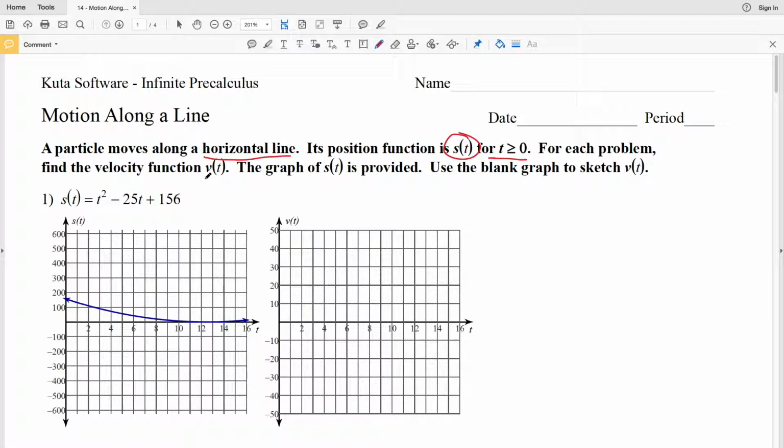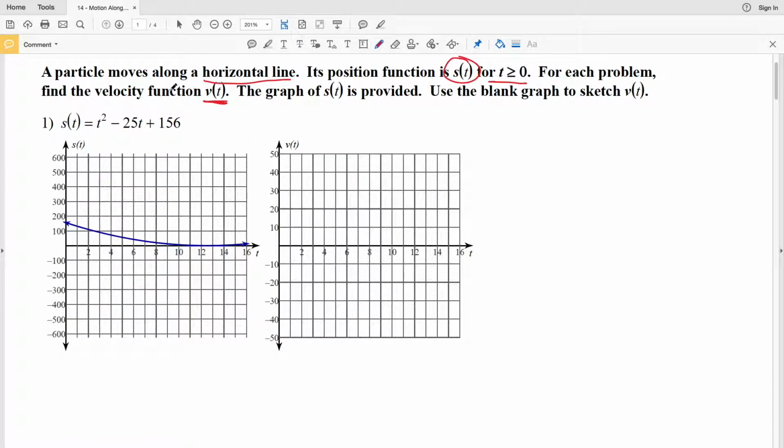For each problem, find the velocity v of t. The graph of s of t is provided, and we're to use the blank graph to sketch v of t. Now, since the particle is moving along a horizontal line, and the position function s of t is given to us, the velocity function v of t is going to be the derivative of our position function. Again, that's because the particle is moving along a horizontal line. So we're going to find the derivative of s of t, because the derivative of that function is our velocity function. So we'll use the power rule, sum rule, and constant rule for finding that derivative.